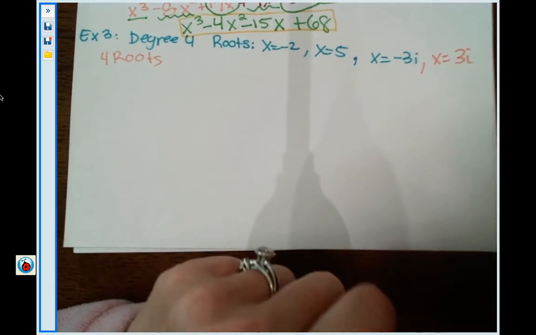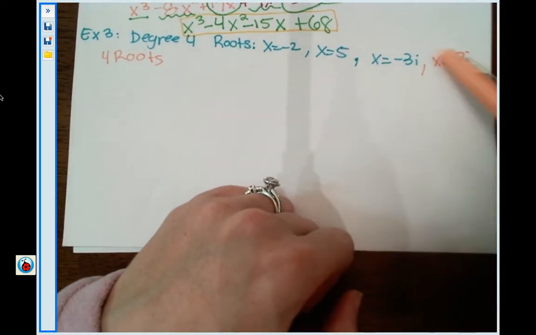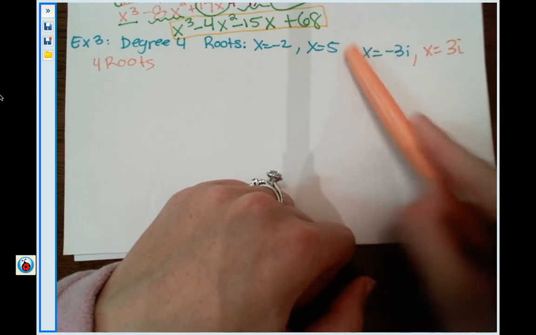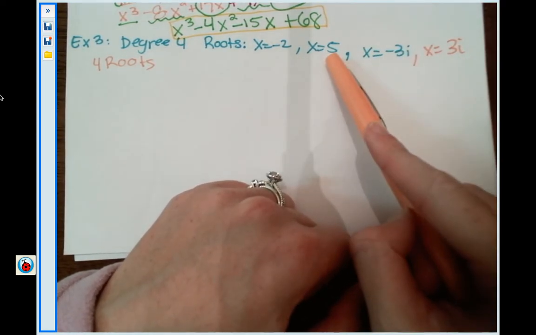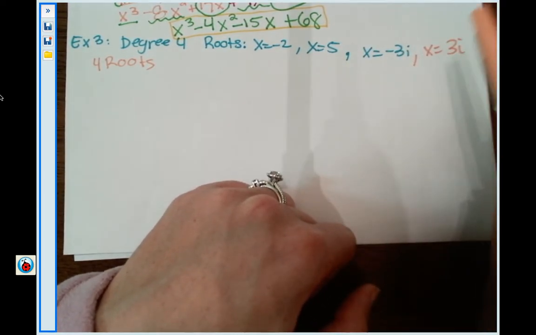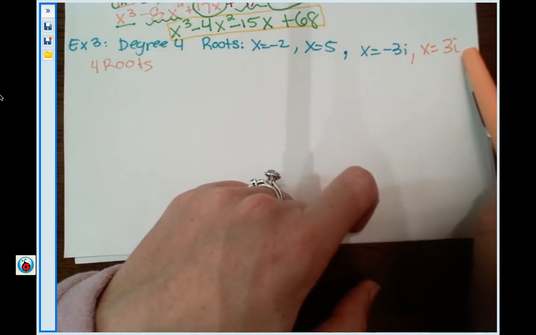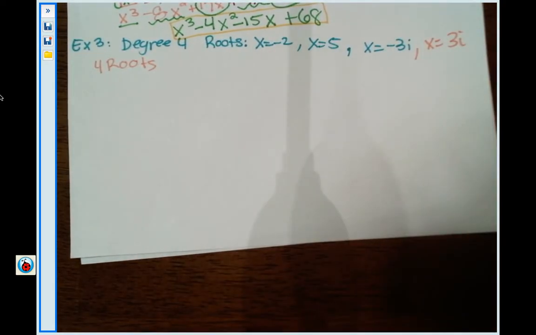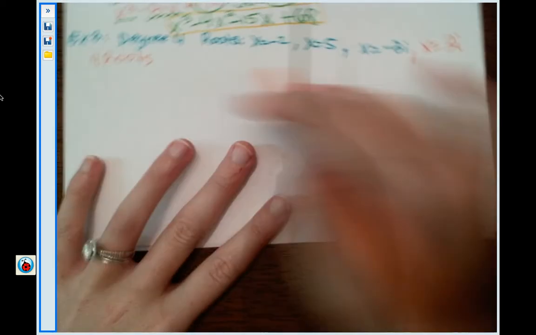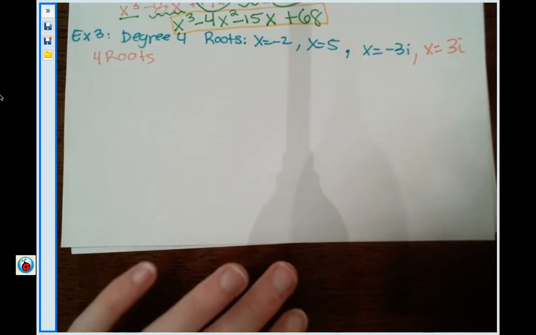So again, you guys, I am going to try to trick you. I'm not going to give you all the roots. I'm going to leave off an imaginary, and you have to remember the complex conjugate root theorem, which states there is a positive and a negative version of an imaginary root. So just remember that.